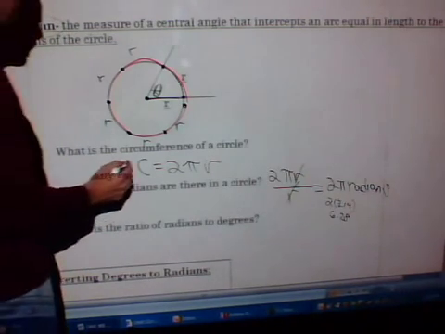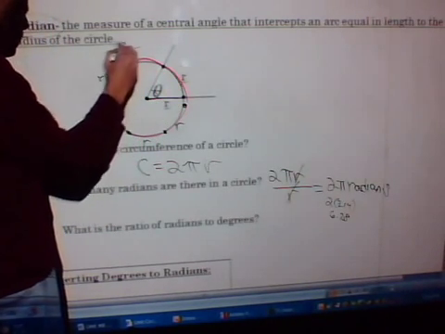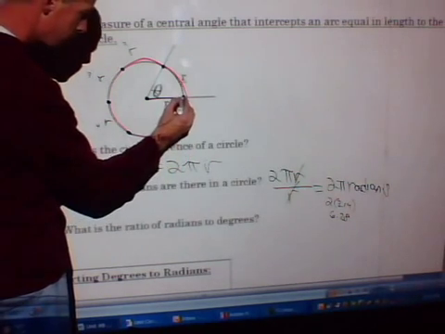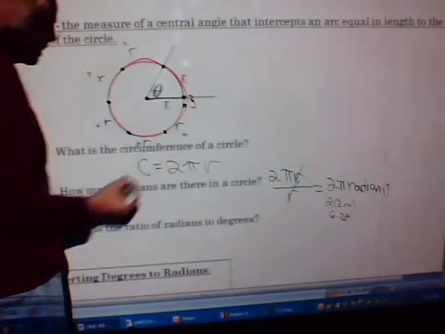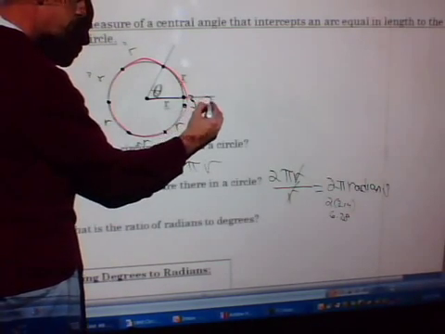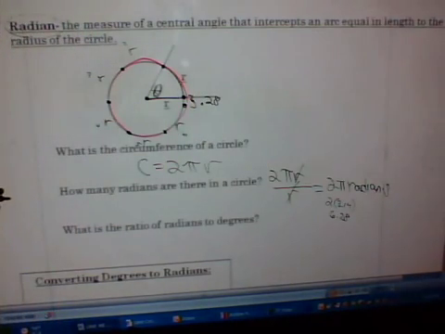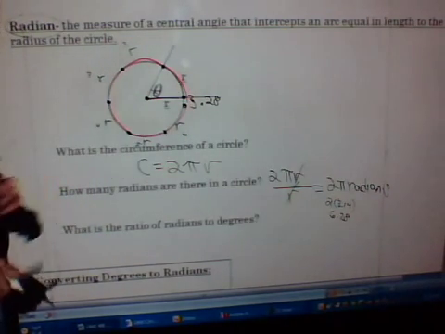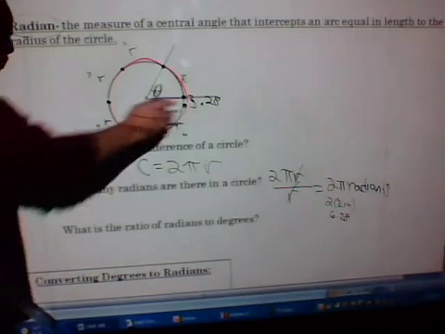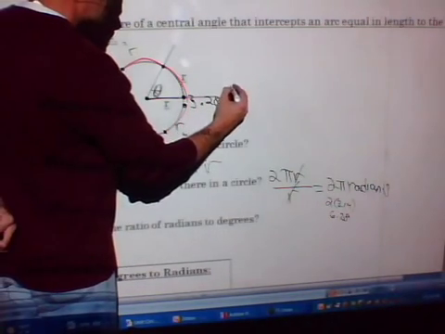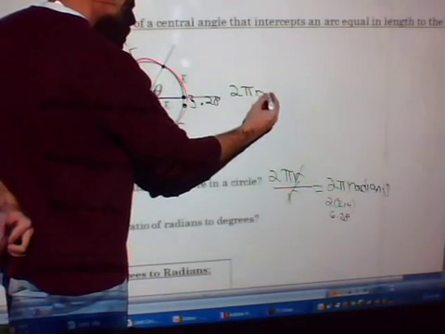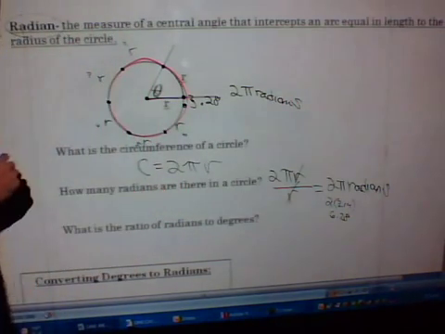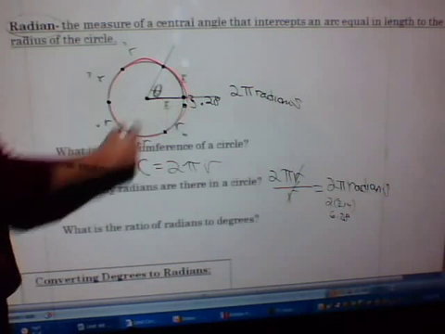Well, how many radiuses are there? This is 1, 2, 3, 4, 5, 6. But then what's this little bit right there? That little bit there is the 0.28. Okay? So you can see there's approximately 6.28 radians, or that's 2 pi radians in a circle. There's 2 pi radians all the way around the circle.